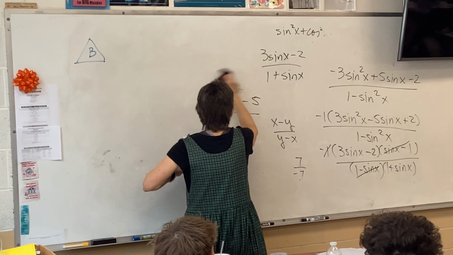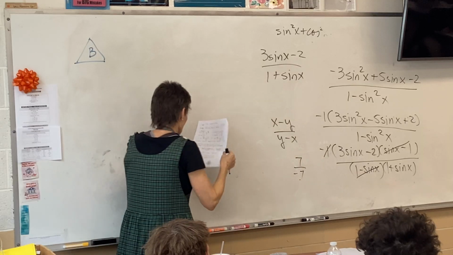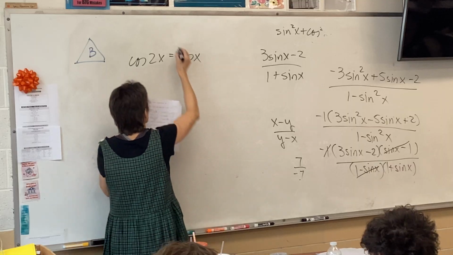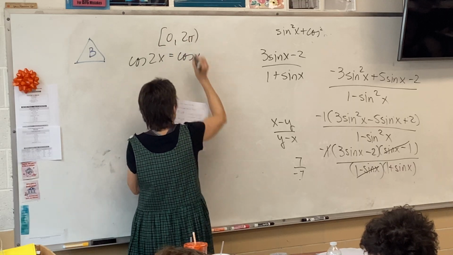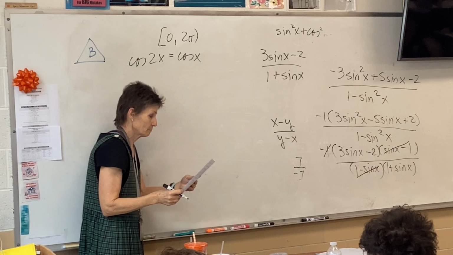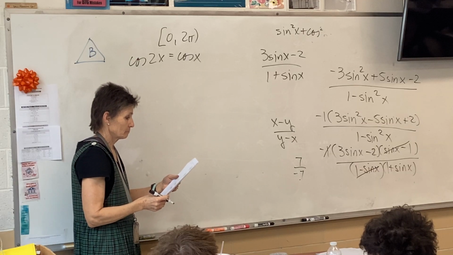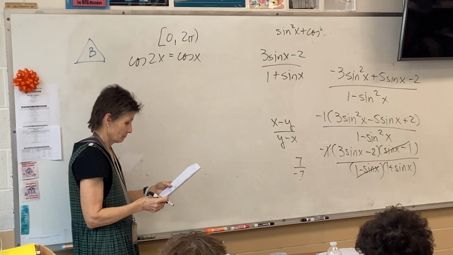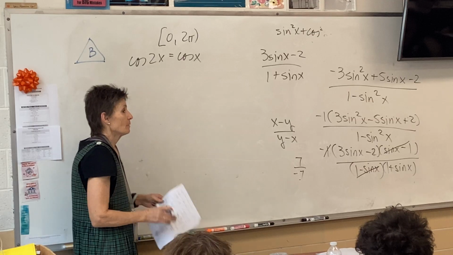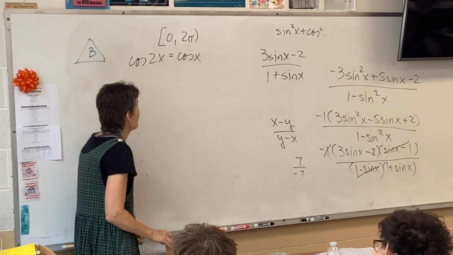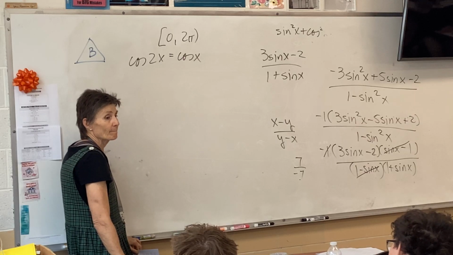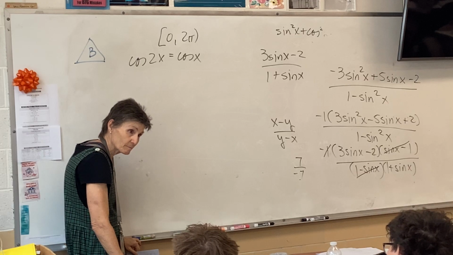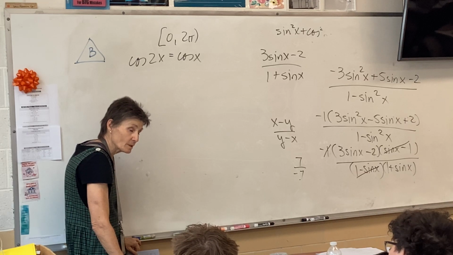All right, next, we're almost done with this paper. Cosine 2x equals cosine x. All right, so here we go. You have a thought on that? We're gonna change cosine 2x, what are you gonna change it into? Cosine squared x, sine x.